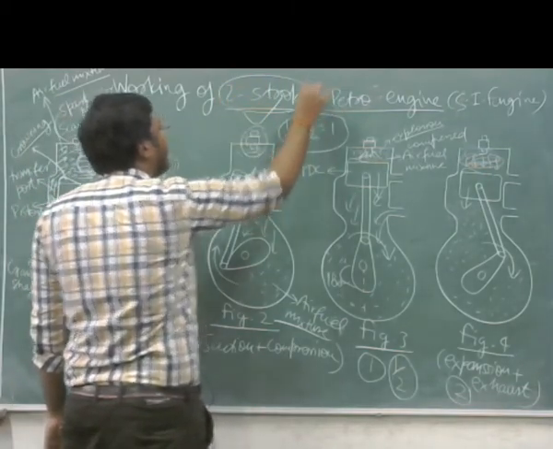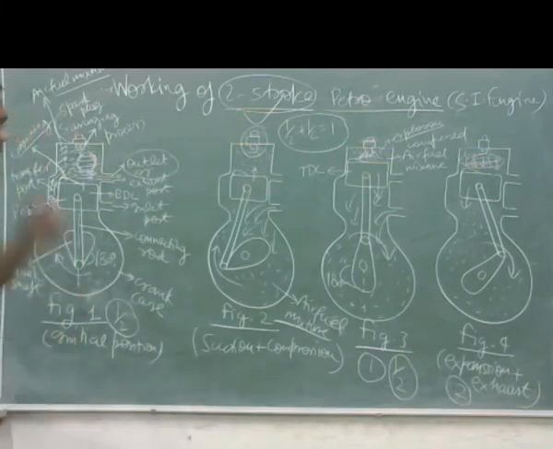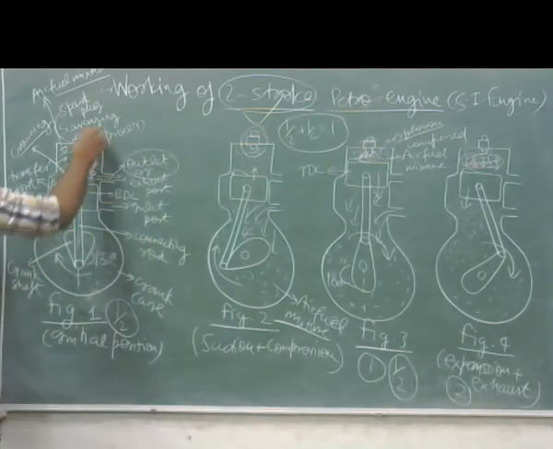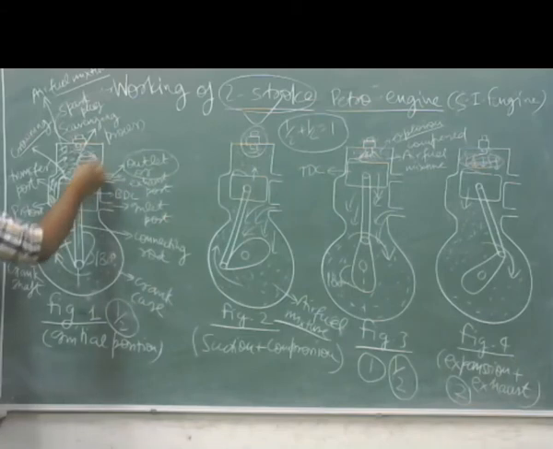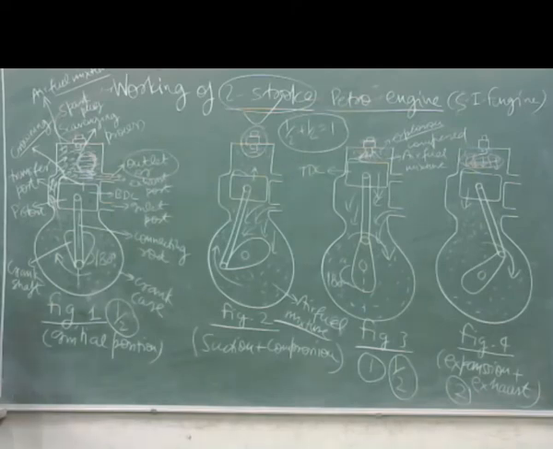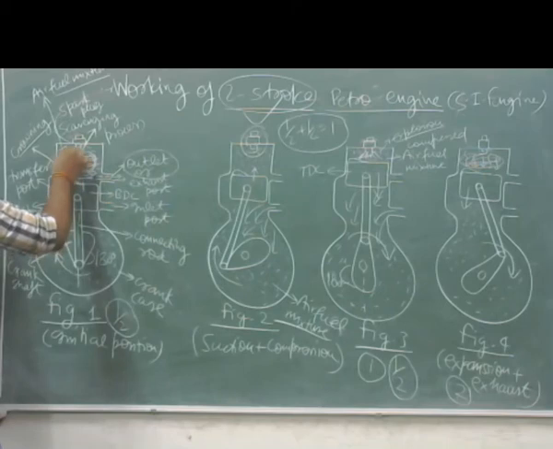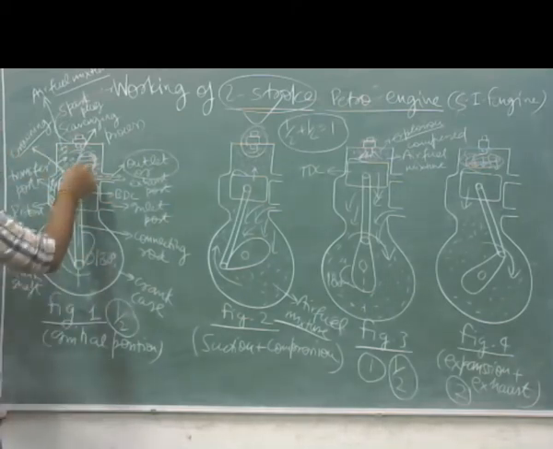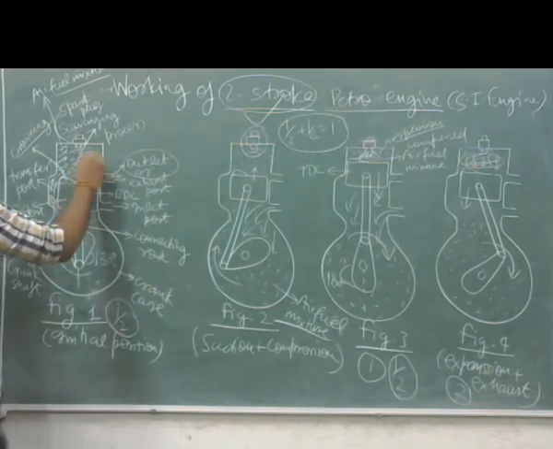So there are some problems with these engines. Here we can see that in the scavenging process, this is a petrol engine. I have drawn the diagram for the petrol engine now. So in the scavenging process, I have said that above the piston there is a fresh air fuel mixture. And here exhaust gases are there.